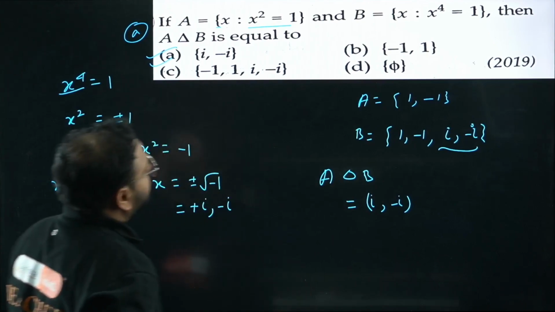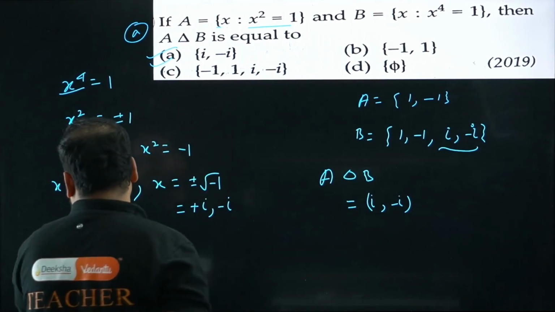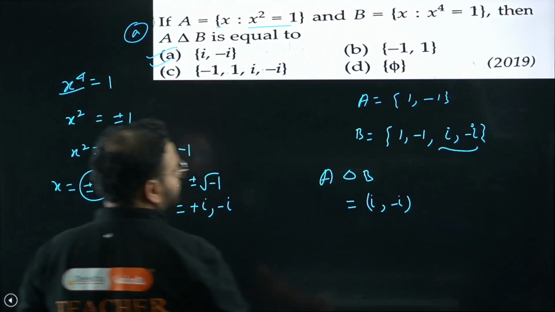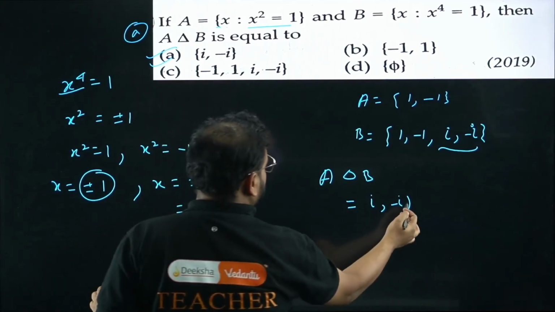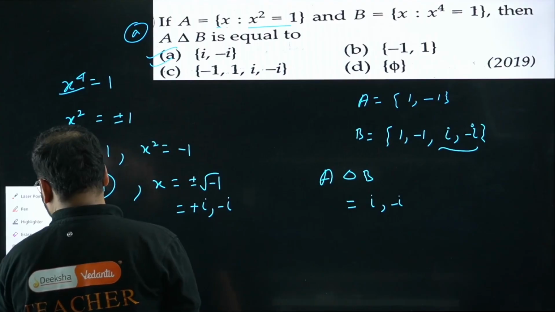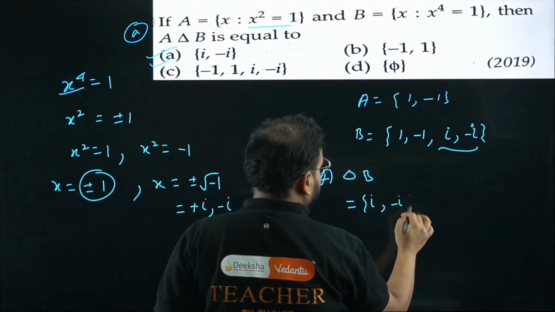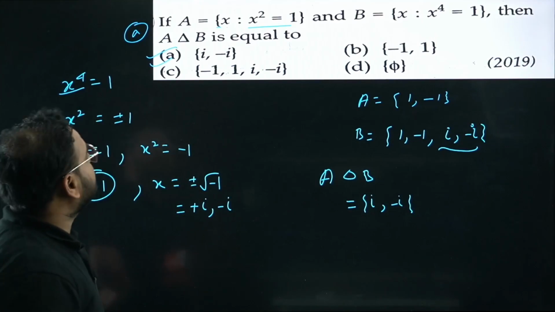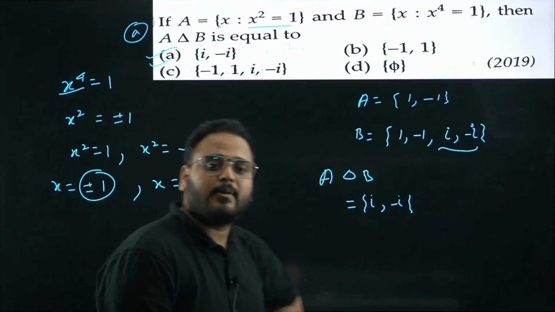Okay? So your answer is I, comma, minus I. The bracket is a mistake actually. It'll be a curly bracket, right? Individual elements, no? It'll become like this. Have a look. This is clear. So this is done. I, comma, minus I is the answer.